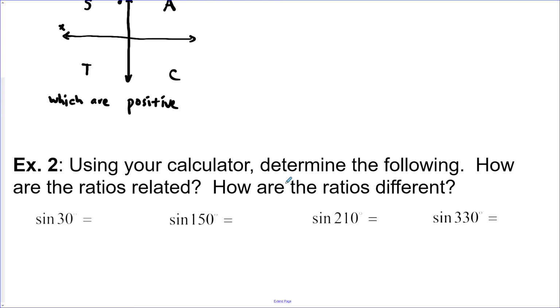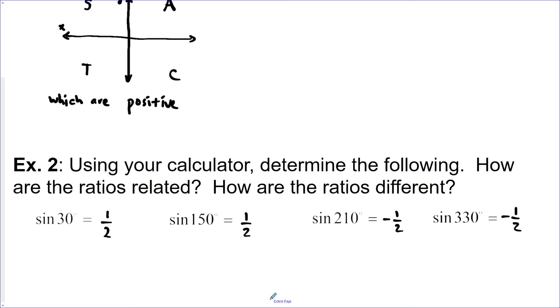Using your calculator, determine the following. And then we want to know how they're related and how they're different. So sine 30, if you put that in your calculator and you're in degree mode, you get 1/2. Put sine 150 in there, you get 1/2 again. Sine 210, you get negative 1/2. And sine 330, you get negative 1/2.